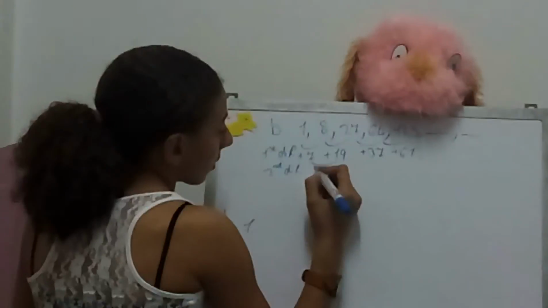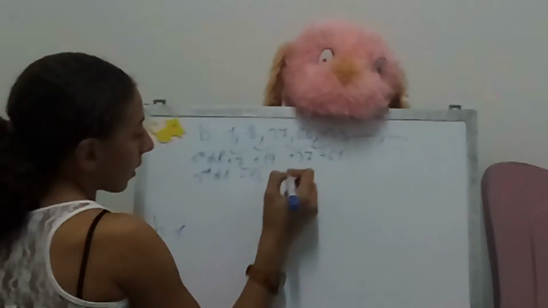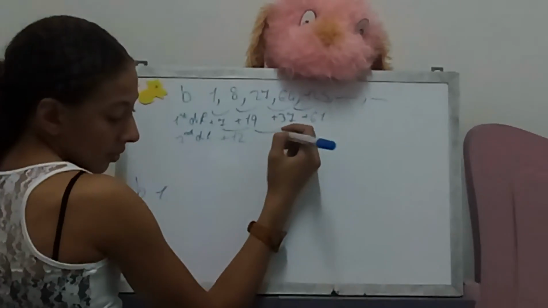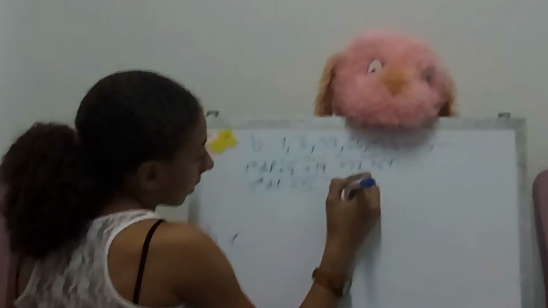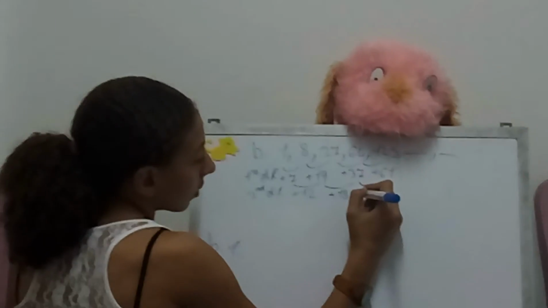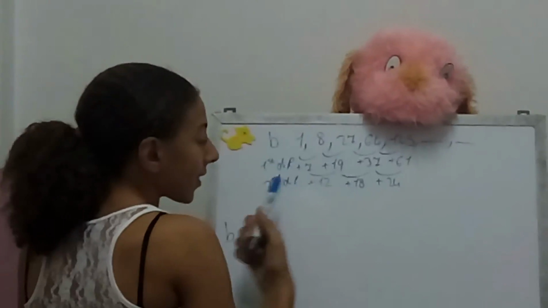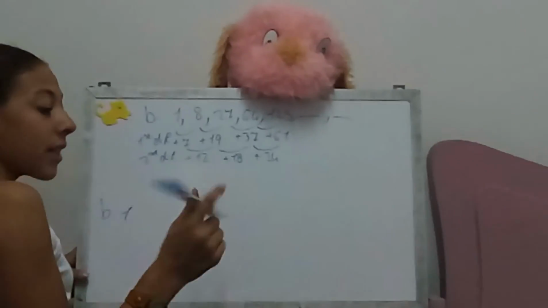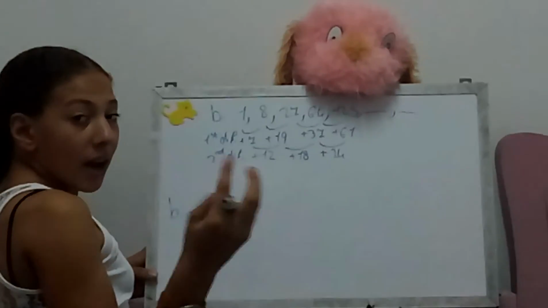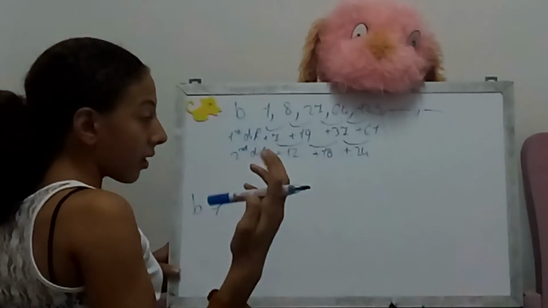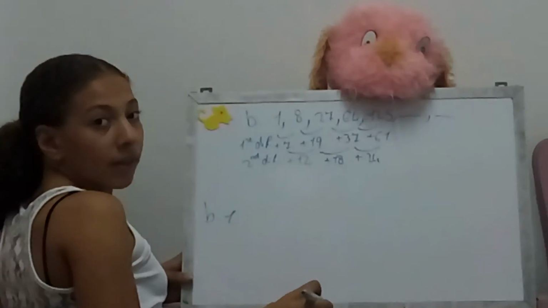From 7 to 19, it is positive. We add 12. From 19 to 37, we add 18. From 37 to 61, we add 24. So the second difference is not constant. This question has 3 differences.